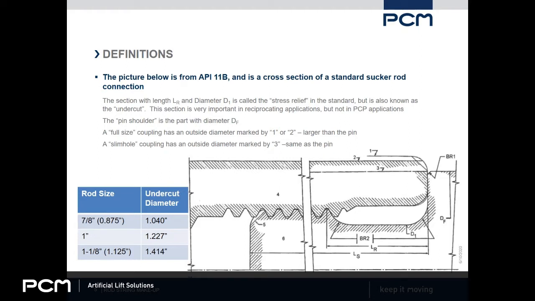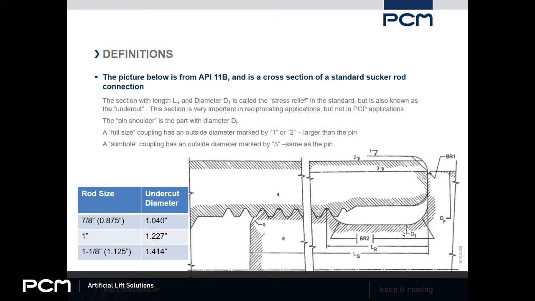The pin shoulder is this section here that has a diameter of DF, and the coupling face is the part that contacts the shoulder. A full-size coupling has a larger diameter than that pin shoulder, so the diameter marked by either 1 or 2 on this drawing would be a full-size coupling, and a slim hole coupling marked by number 3 here has the same diameter as the pin shoulder. So that's just some terminology.